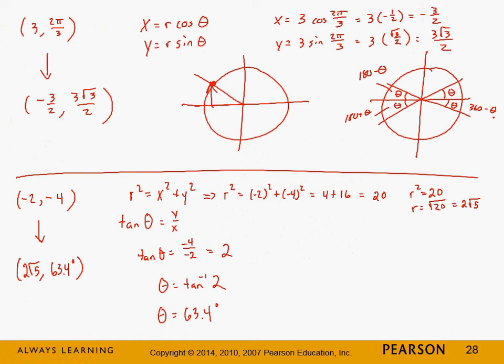In quadrant 2, it's 180 minus that angle. In quadrant 3, it's 180 plus the angle. And in quadrant 4, it's 360 minus the angle. Okay? So here, you're absolutely right. We've got to add 180. 180 plus 63.4 gives us 223.4 degrees.